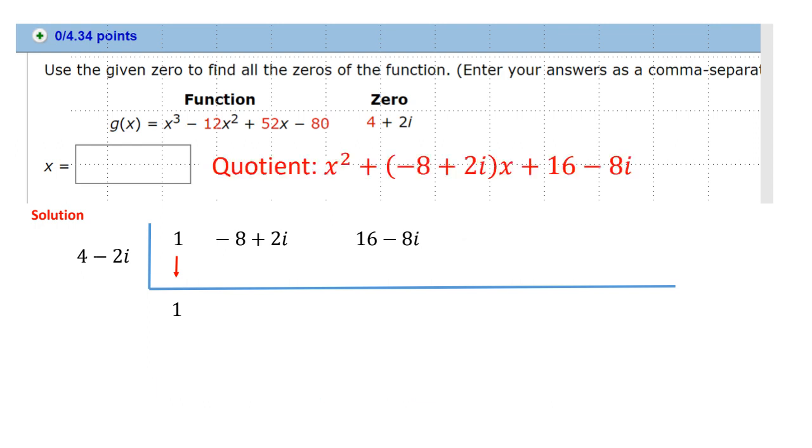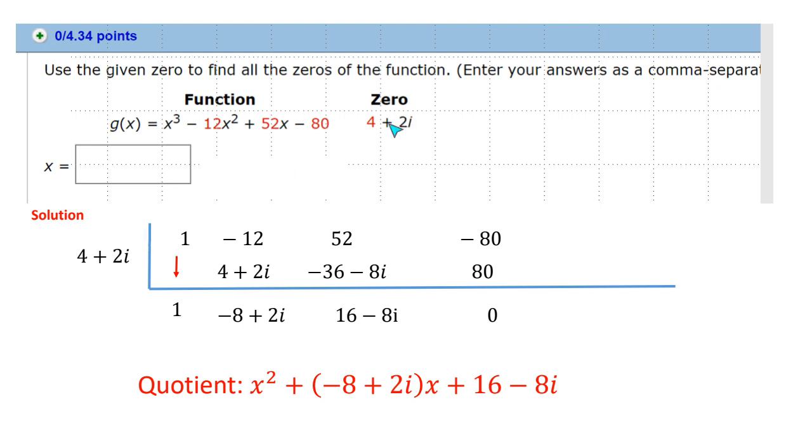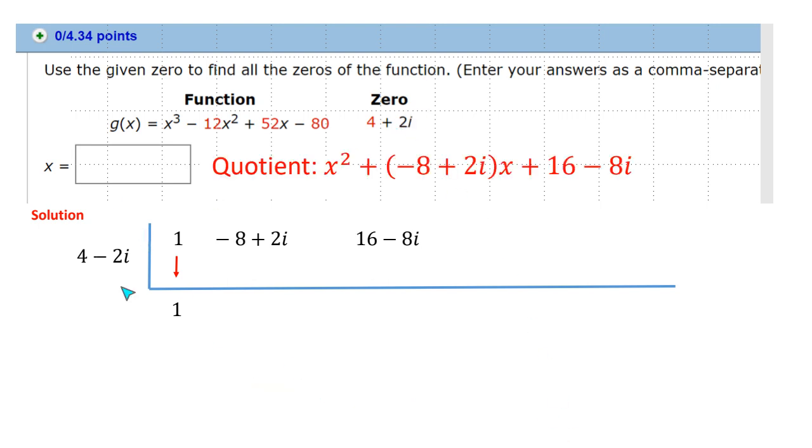We're going to do the same thing. So let me go back. So since 4 plus 2i is a zero, that also tells me that 4 minus 2i is also a zero. So now I'm going to do the same process, but now I'm going to use 4 minus 2i. So my quotient here had an x squared, that's a 1. The coefficient for this is going to be negative 8 plus 2i. And then my constant is 16 minus 8i. So I'm going to bring down my 1.